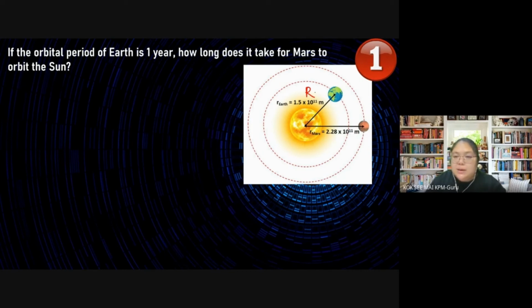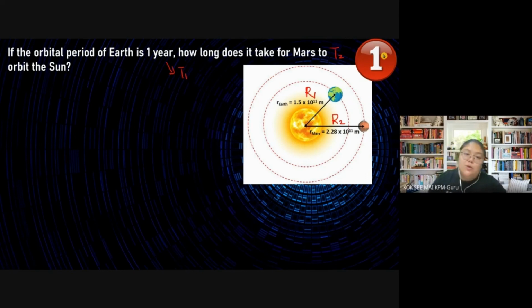So I can label this one R1, I can label this one R2. Okay, up to you which one you want as 1, which one as 2. So if I take the Earth as 1, I need to know the time taken for the Earth. If the orbit period for the Earth is 1 year, I know this one is my T1. Okay, how long does it take for Mars to orbit the Sun? T2. So that means I want to find the answer T2.